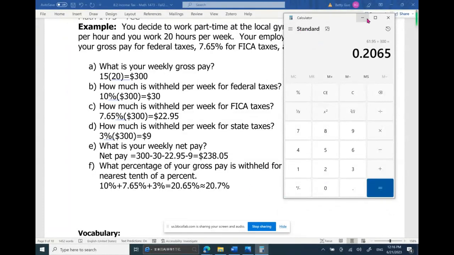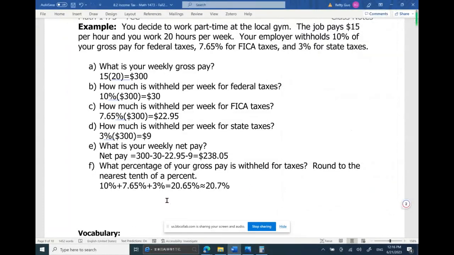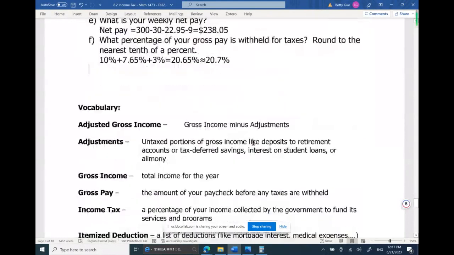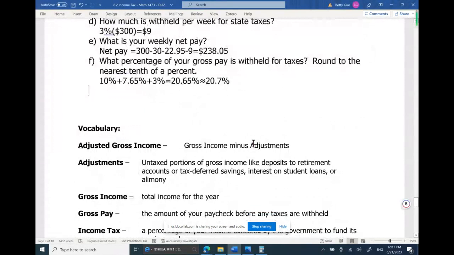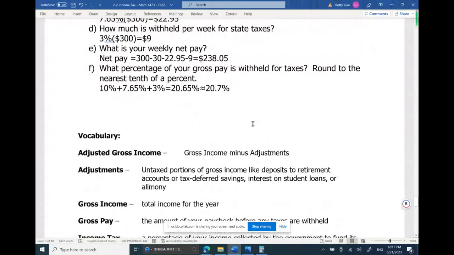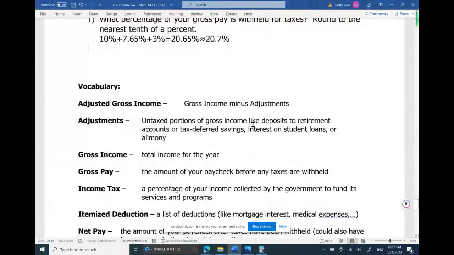More than 20%, like 21%, more than 20% goes to the government, different types of governments. It means you only have a shy 80% of the gross income to spend.